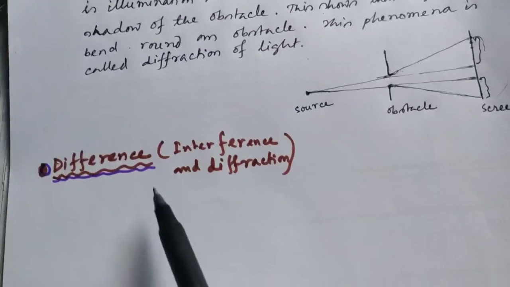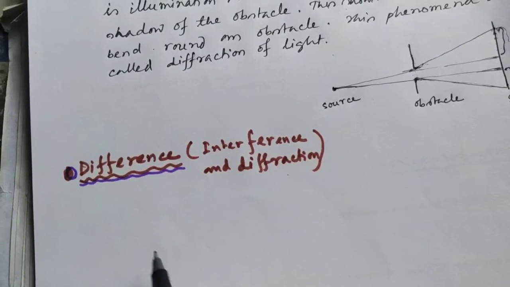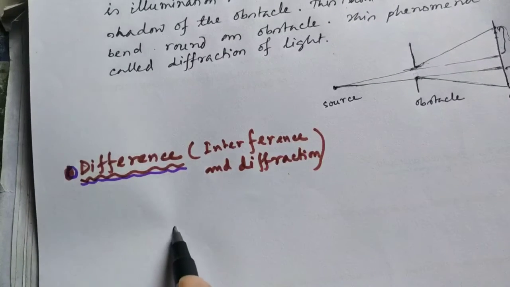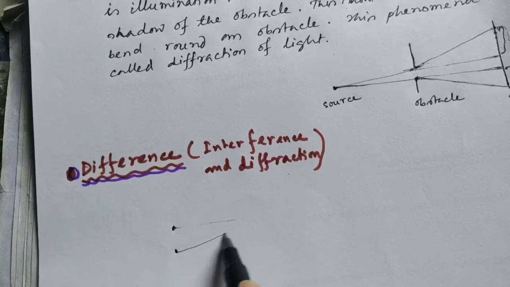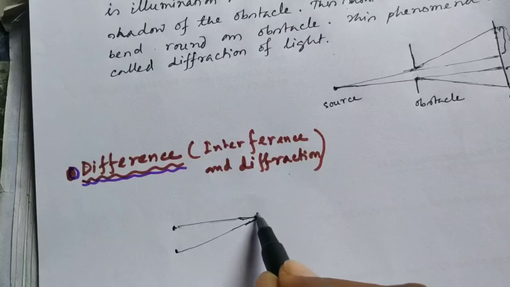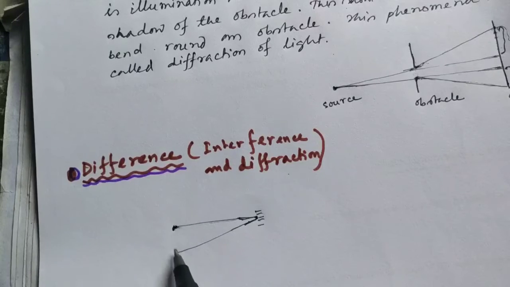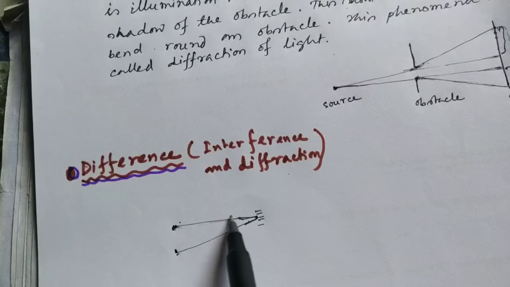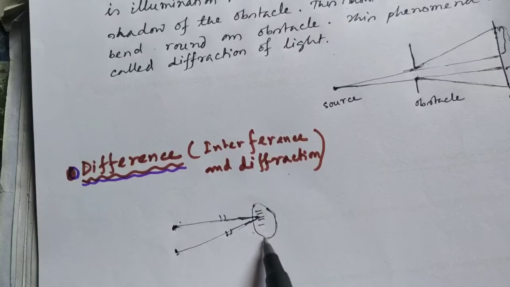Now the difference between interference and diffraction. What is interference? Two coherent sources emit rays and superpose and produce bright fringes and dark fringes. These are two coherent sources which emit rays or light, and so they also emit wavefronts. The wavefronts are superposed, and there we see interference.